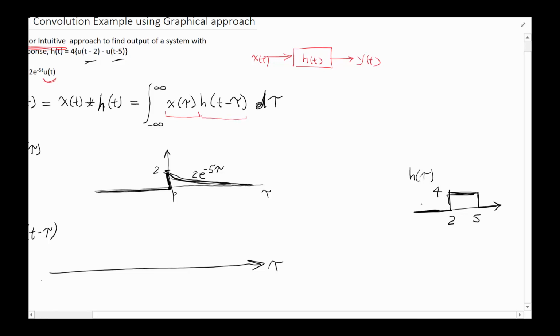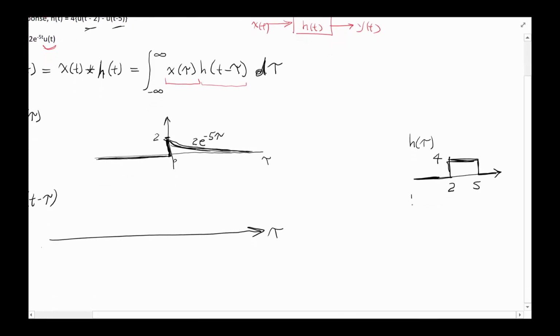But we're really not looking for h of t, we're looking for h of t minus tau. So now we've got to do that tau, which means we've got to mirror image this around the vertical axis. So what we're going to end up with for h of minus tau is minus 5 and minus 2. So our signal basically flips, magnitude still 4. And now, in order for me to create t minus tau, all I have to do is add t to these two locations, and we're done.